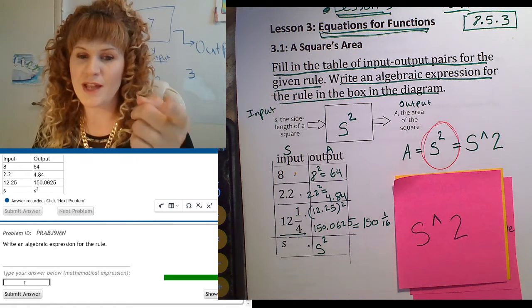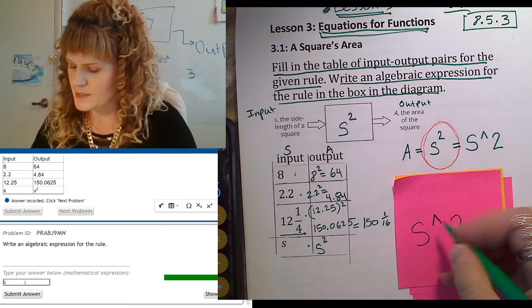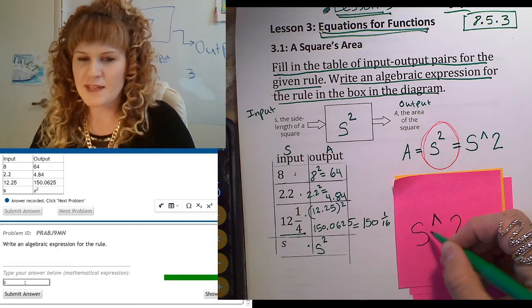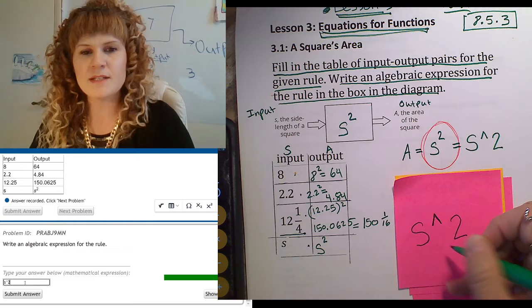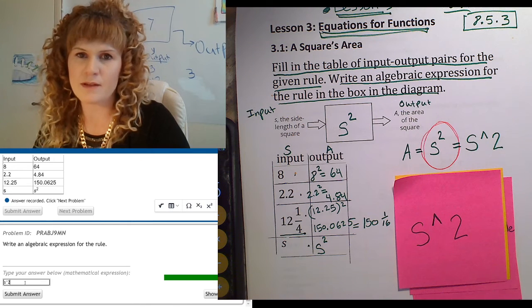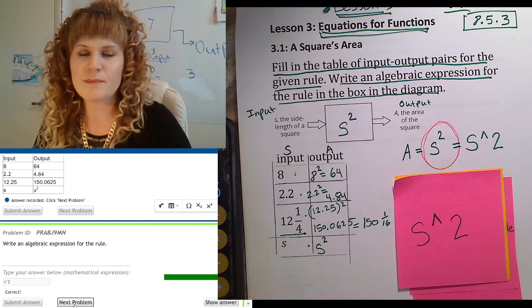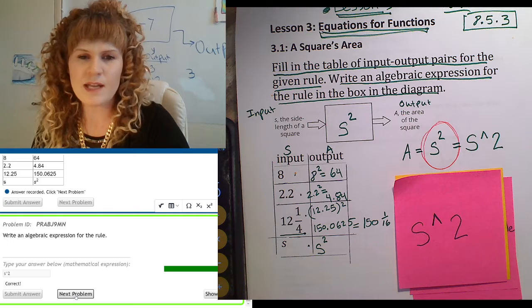I don't know why they didn't just let you use the equation editor, but this little box is going to check your answer. So you have to have it in correctly. S, and this is called caret. I know that's funny, just get used to it. The caret button is Shift 6 and then 2. That means S squared. That means S to the power of 2. Just get used to it because you're going to see that a lot more in high school. And click on next problem.